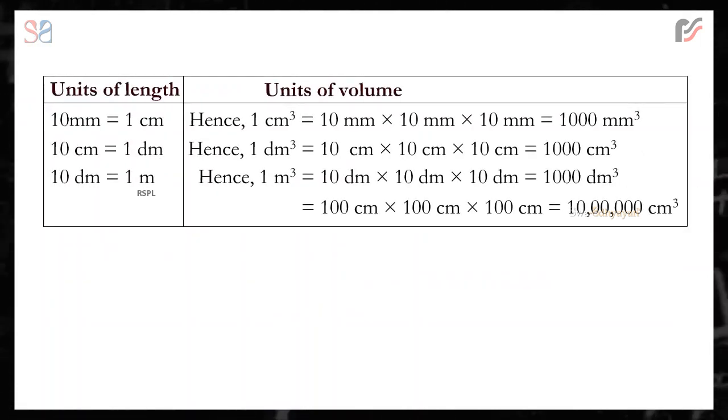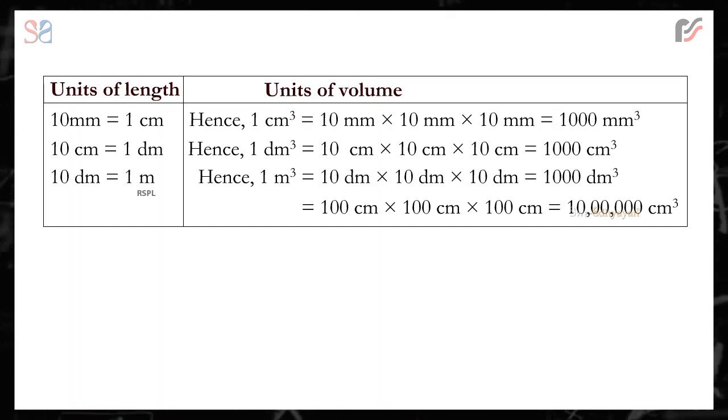Units of length. 10 millimeter is equal to 1 centimeter. 10 centimeter is equal to 1 decimeter. 10 decimeter is equal to 1 meter. Units of volume. Hence, 1 cubic centimeter is equal to 10 millimeter into 10 millimeter into 10 millimeter, which is equal to 1000 cubic millimeter.